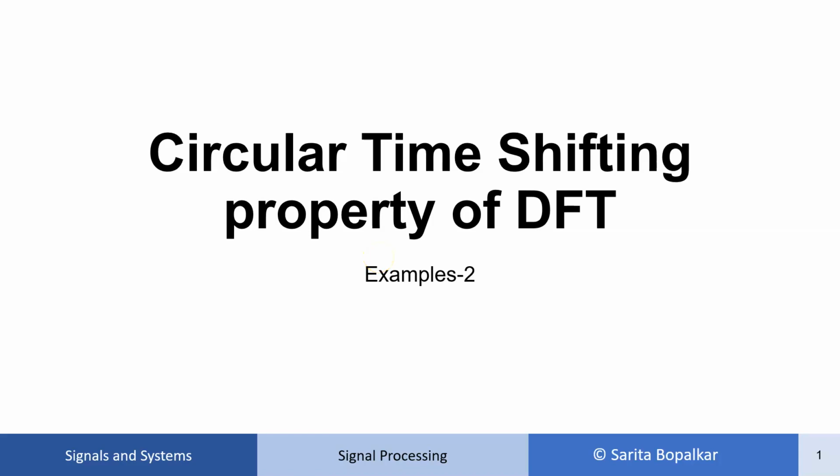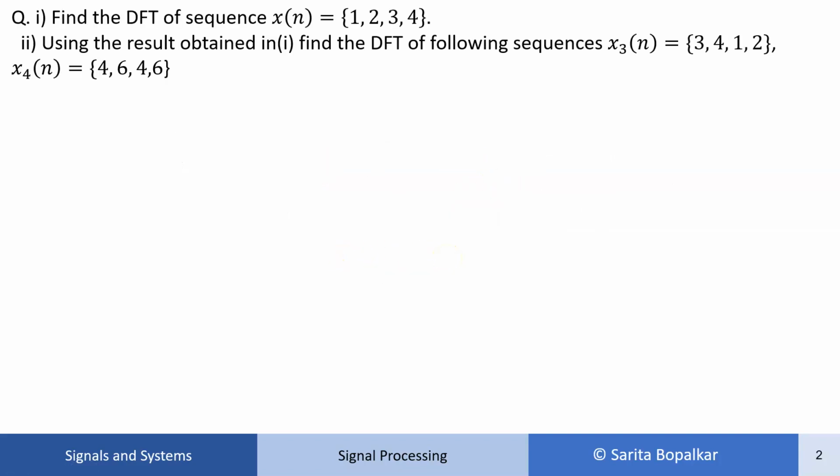Hello, in this video, we are solving one more example based on the circular time shifting property of DFT. Let's start. The example is: find the DFT of x of n equal to 1, 2, 3, 4. These are the samples of x of n. And the second point is: using the result obtained in 1, find the DFT of the following sequences x3n and x4n. So this is the example.